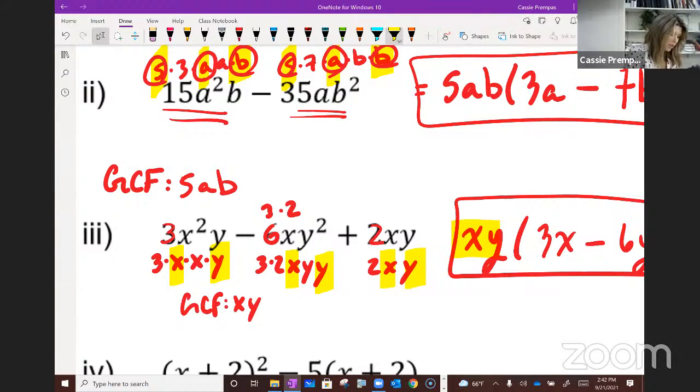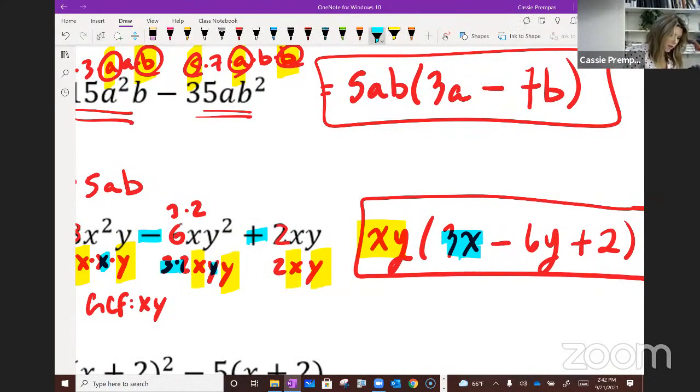And you can see it here, 3x, whoops, that's supposed to be a blue. 3x is what starts, then the minus, and then I have 6y, and then I have plus, and then I have just a 2.